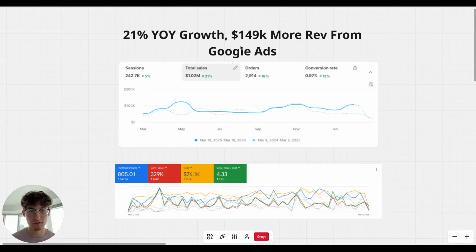As you can see, as the title implies, 21% year over year growth, a quick screenshot of the Shopify dashboard, and then 149K more revenue from Google Ads attributed. And that's not to say we were only able to increase the number of sales. We increased spend by 26K, and we're also more efficient as well. So really all of the markers that you would want to see ticked up.